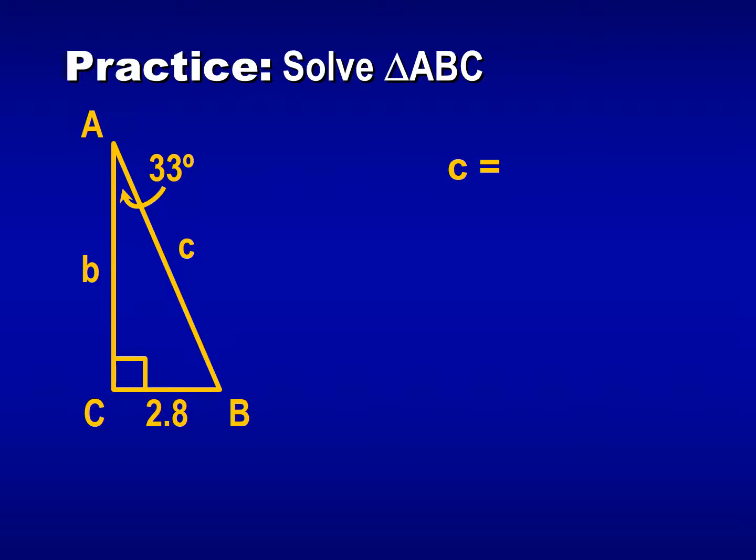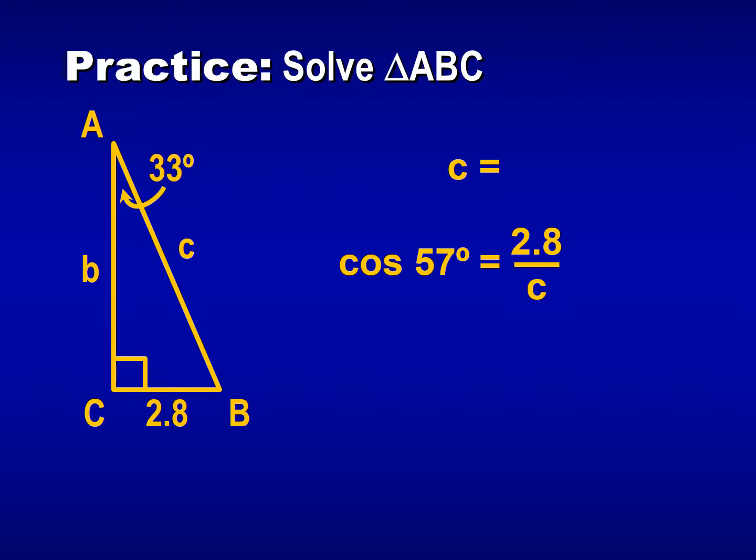Now, for side C, let's see if they continue. Yeah, they're going to continue using 57. So 57 is here. And we are looking for side C, which is our hypotenuse. And we are given our adjacent side. So adjacent over hypotenuse is cosine. So cosine 57 is 2.8 over C.